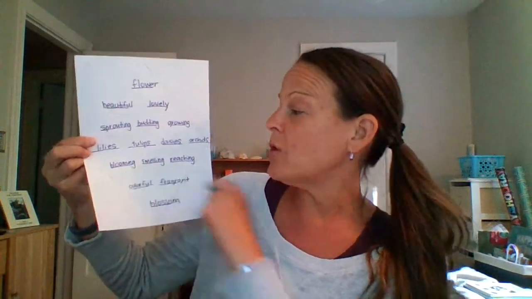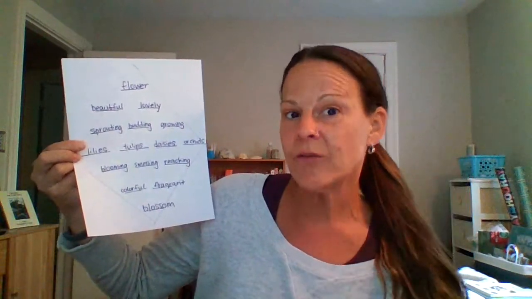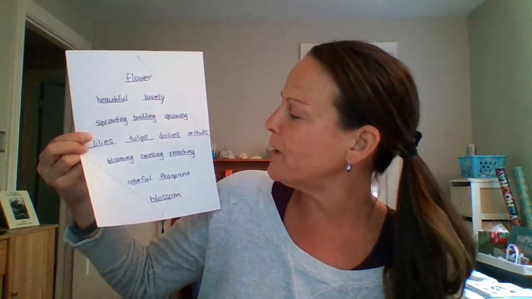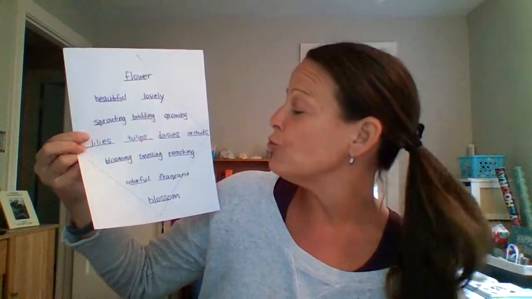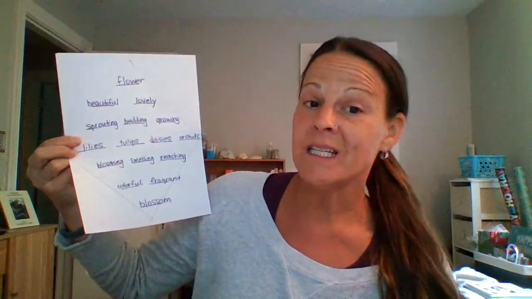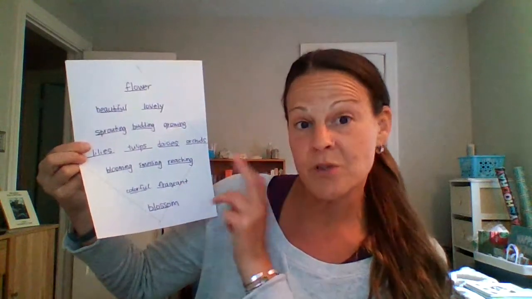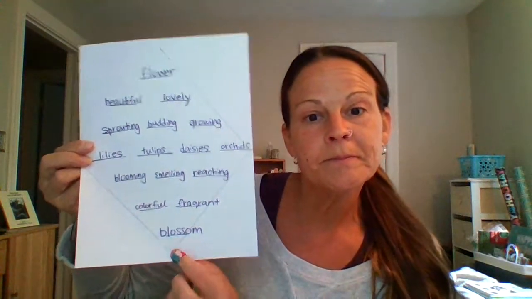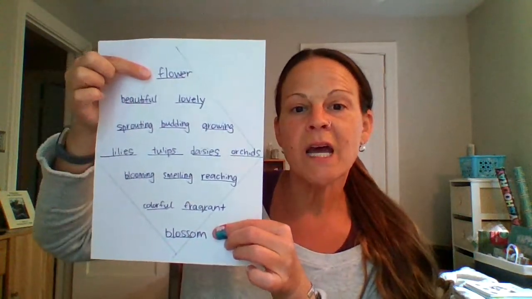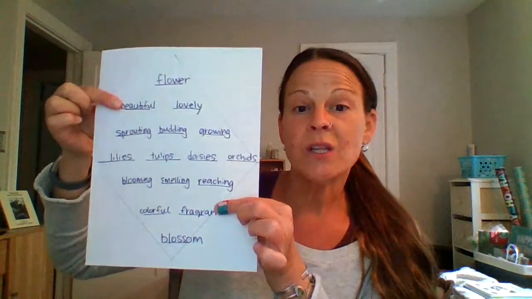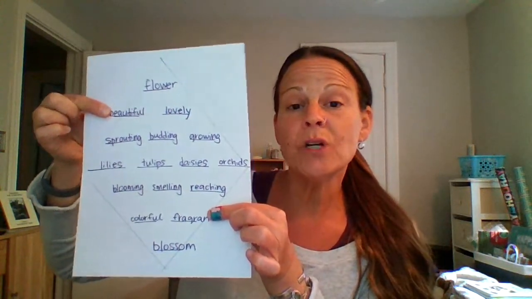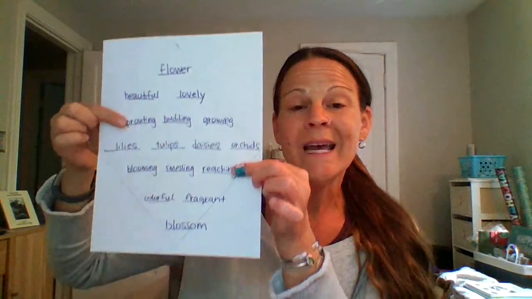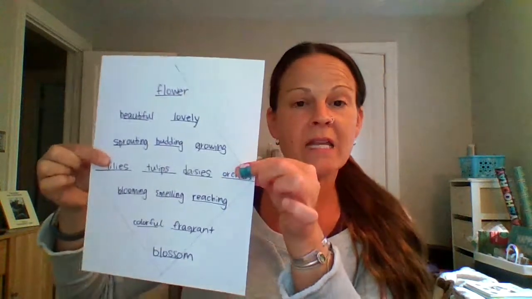The next one, 3 more ing verbs. So I did blooming, smelling, reaching. Then I need 2 more describing words, colorful, fragrant, which means they smell nice. And then at the bottom, my synonym, blossom. So these are the nouns. The lines that have 2 words are adjectives, ing verbs, and nouns in the middle.